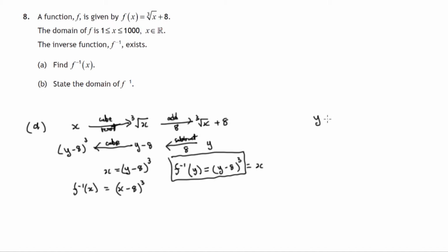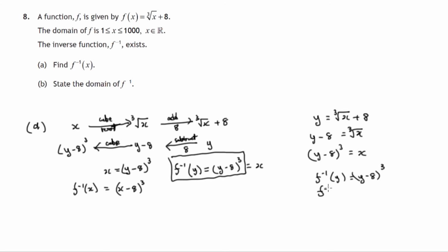Another way is just to straight away say y equals the cube root of x plus 8 and change the subject to x, which is basically what we've done here. We would subtract 8 from both sides and then try and get rid of the cube root. That would mean cubing both sides. And then we'd replace x by y, and so we've got this procedure y minus 8 all cubed. So the process worked on x would be x minus 8 all cubed. So there's the inverse function.